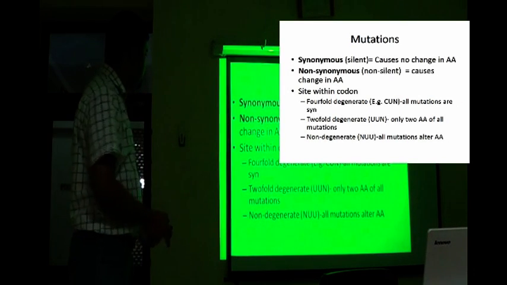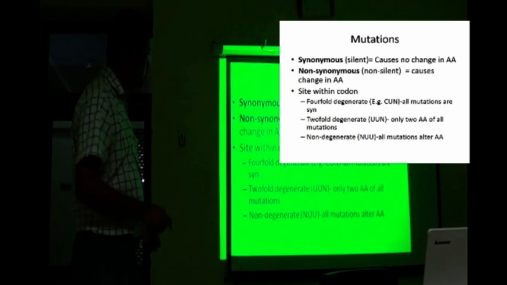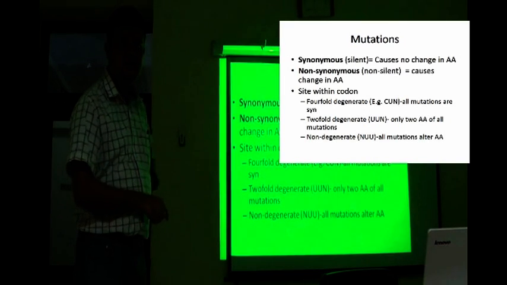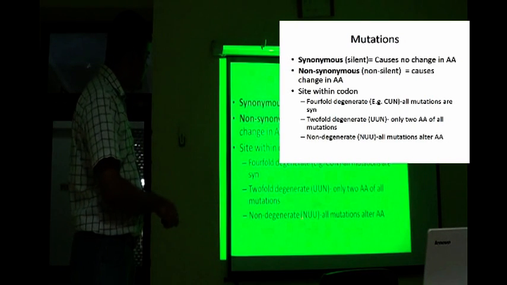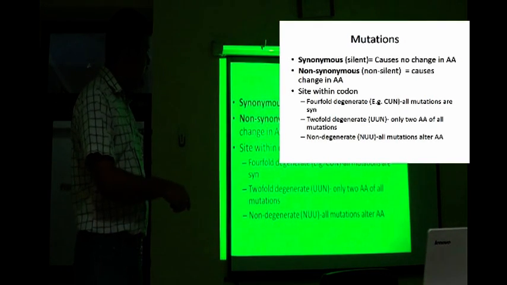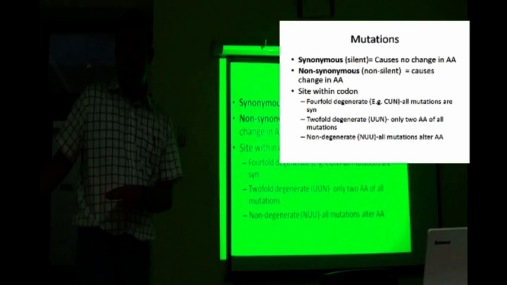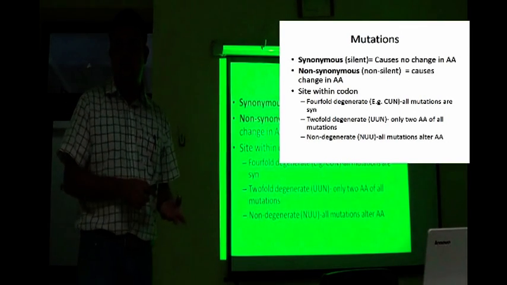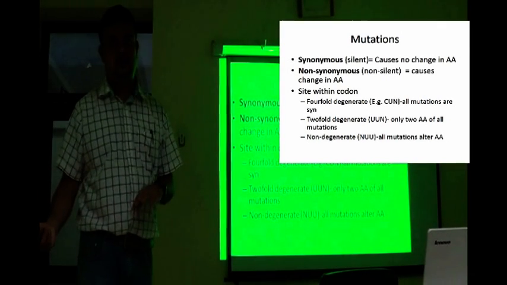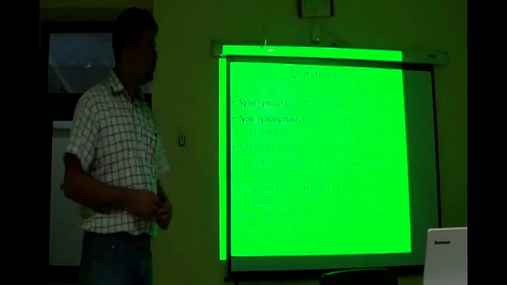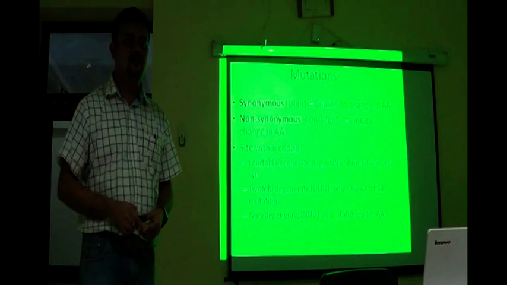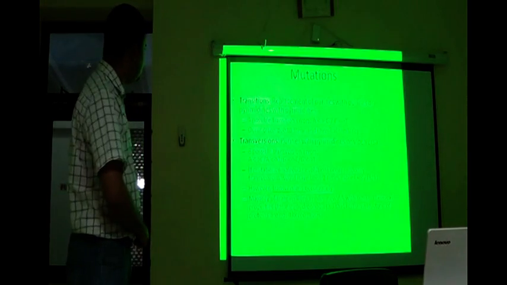Okay? Non-degenerate, for example, NUU. So in the first position, that is what the ambiguity is, right? If N is A, it is going to alter the final amino acid. T is going to result in yet another amino acid, G by the third amino acid and C by the fourth amino acid. Okay, so that is what non-degenerate is. Are you clear with these terms?